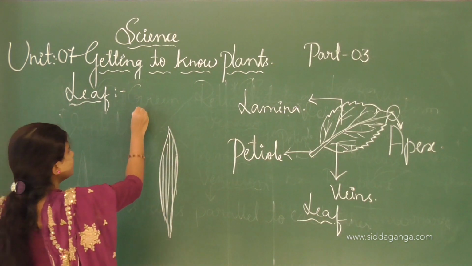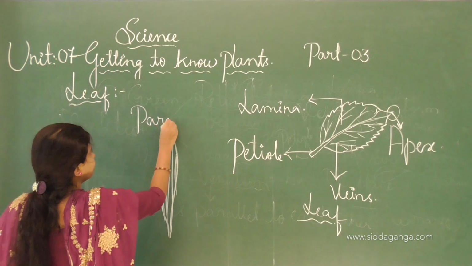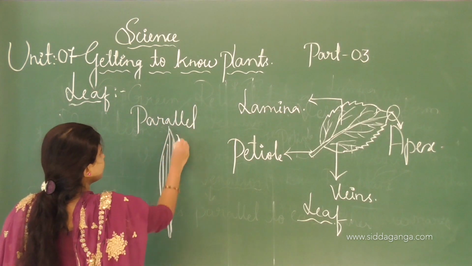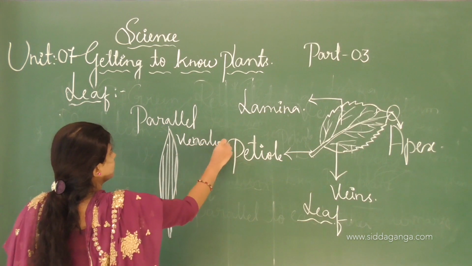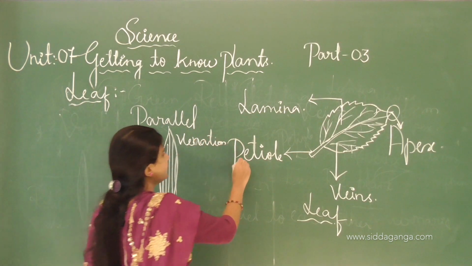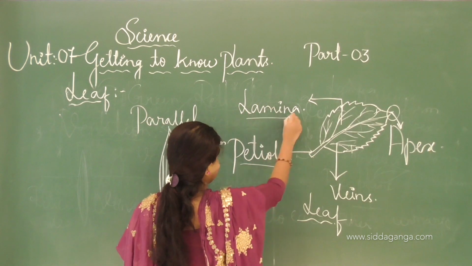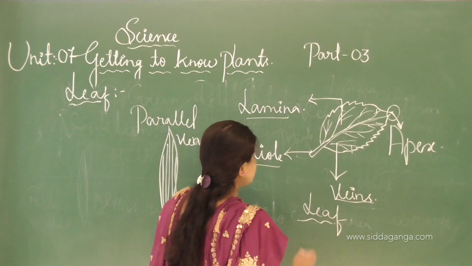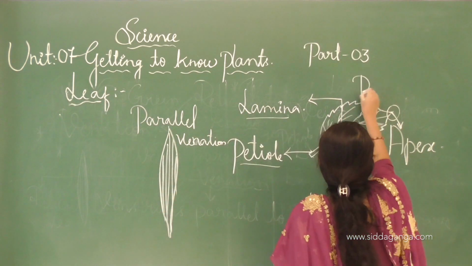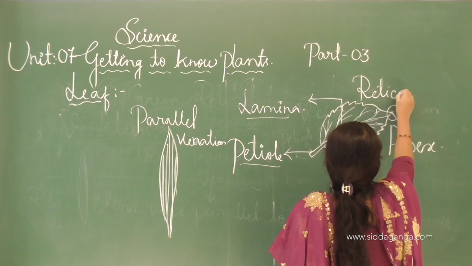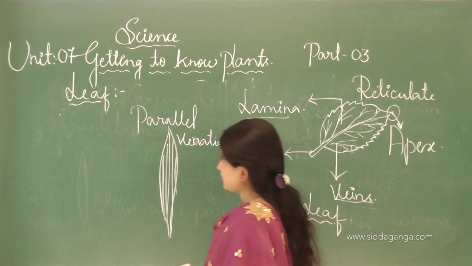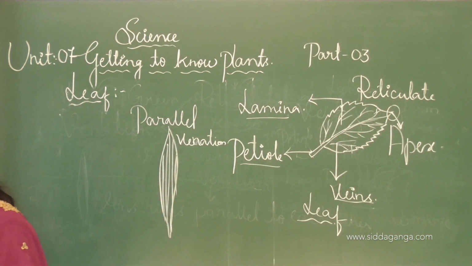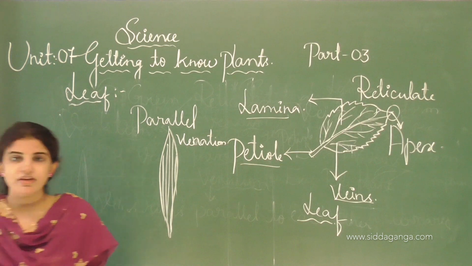This one is the parallel venation. And here this one is the reticulate venation. See, this is all about the plants. Once again I will tell you.